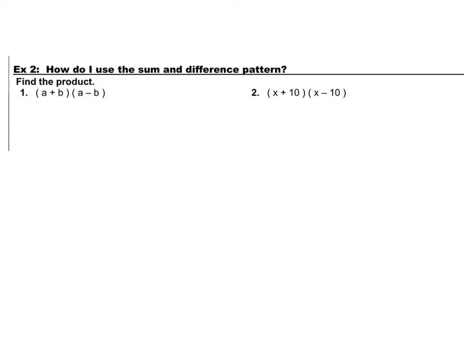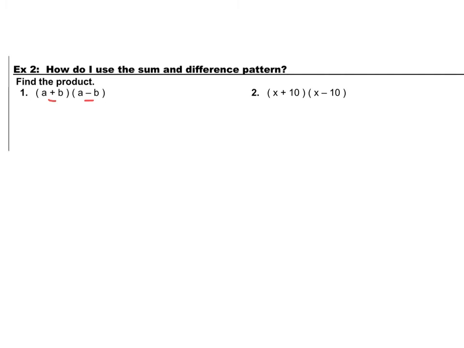All right, so how do I use the sum and difference pattern? Notice how we're finding the product of a plus b, and then multiply it by a minus b. And so we've got the opposites of each other. And now we'll probably use this pattern more so than we even do the squared of a binomial pattern. So let's take a look at what's going to happen.